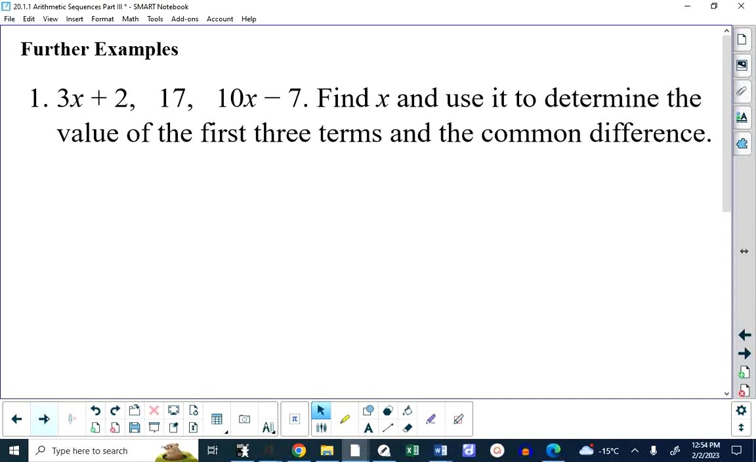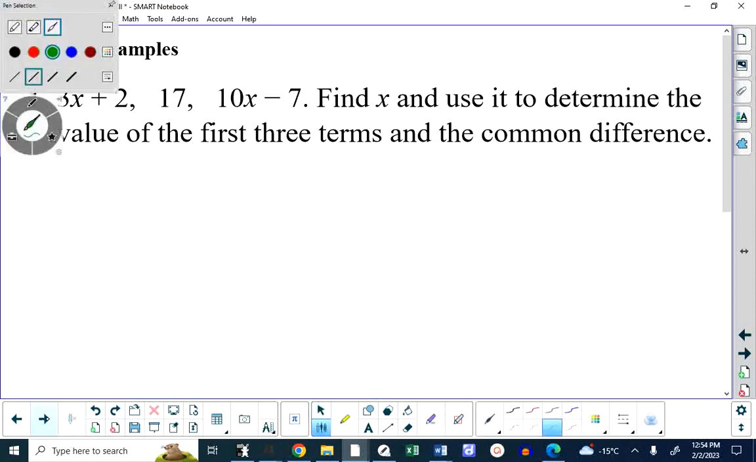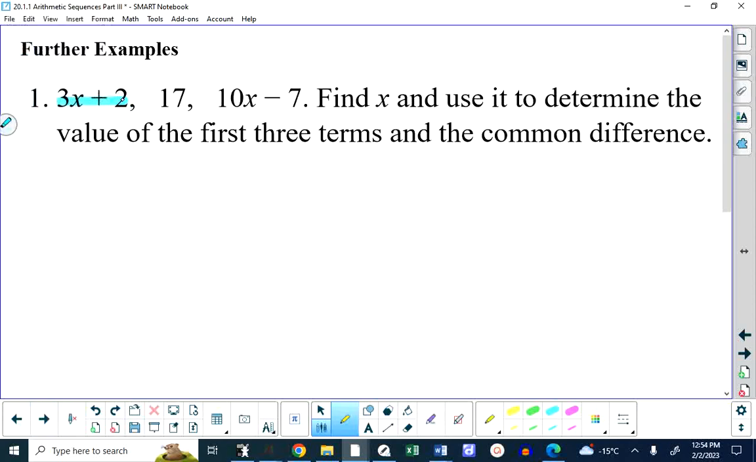But if x is 1, I would like everybody to calculate what this would be equal to if x was 1. And it's not a difficult task I'm putting in front of you. 3 times 1 plus 2. You get 5, don't you? If x is 1, and please don't write this down, then the first term would be 5. You're told the second term is 17.